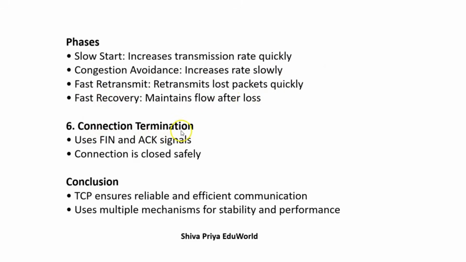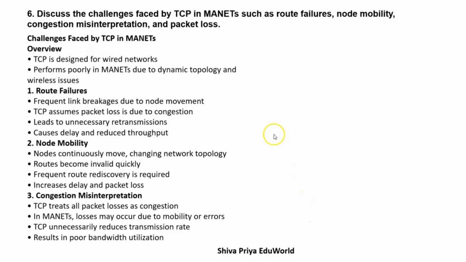For connection termination, when the connection should terminate, it uses FIN and acknowledgement signals. After the receiver sends the acknowledgement signals, it will terminate. The connection is closed safely. Clear? TCP ensures reliable and efficient communication. Along with that, it uses multiple mechanisms for stability and performance. Let us move to the next question.